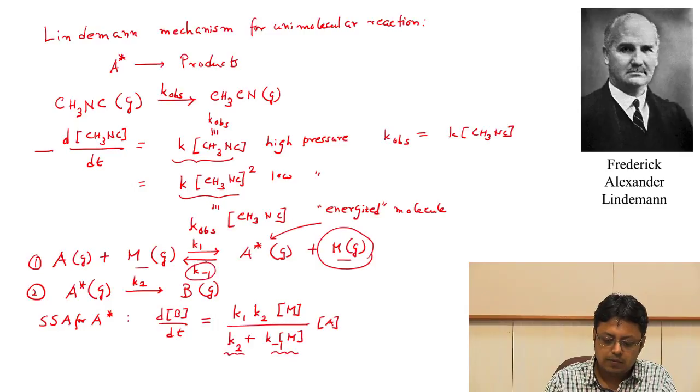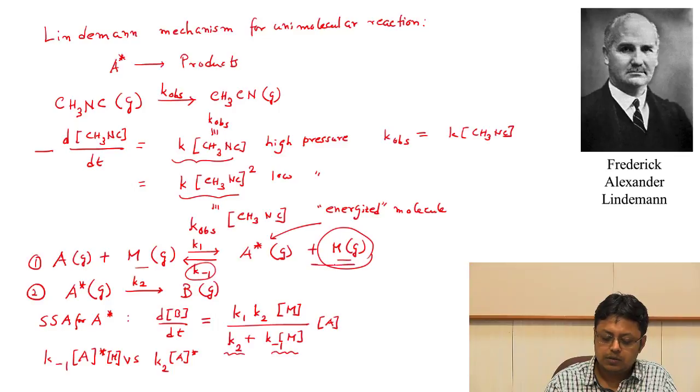So for the energized molecule, there are two pathways. One is the collisional deactivation, where the rate is K minus 1 into the energized molecule, versus a reactive pathway, which is K2 into the energized molecule. Sorry, the collisional deactivation will also involve an M, because M is sitting here.